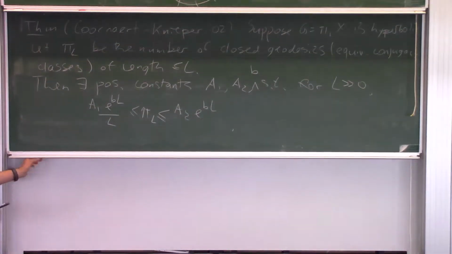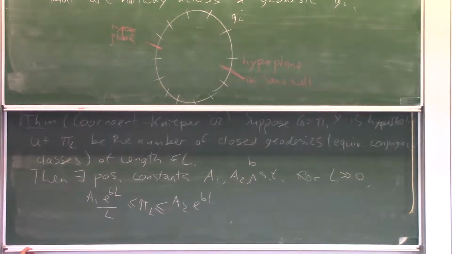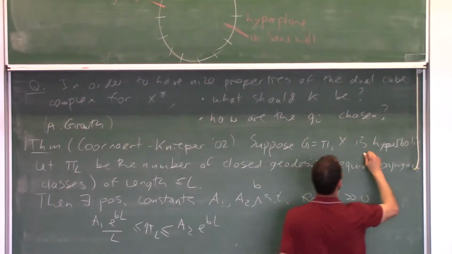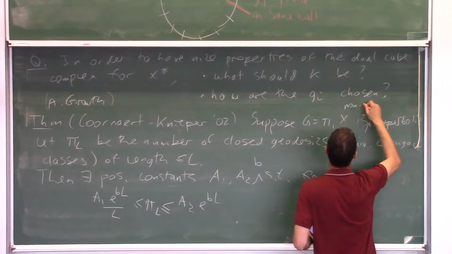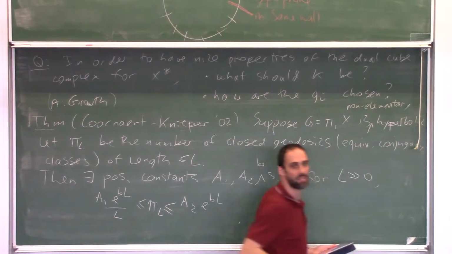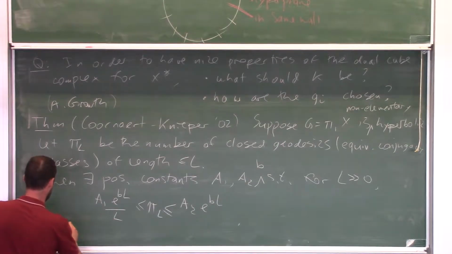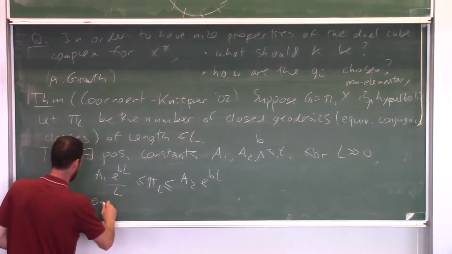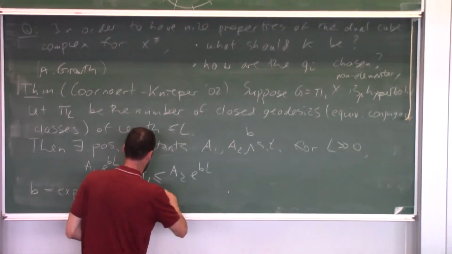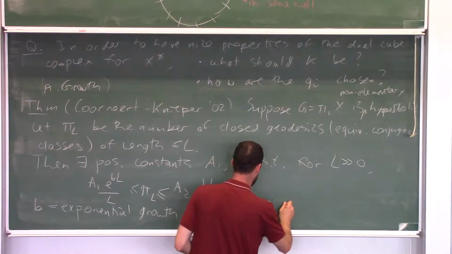Non-elementary hyperbolic group. I'm sorry? The group cannot be virtually cyclic. Oh, yes, yes, non-elementary. Thank you for keeping me honest. You are absolutely right. So B is the exponential growth rate of G.